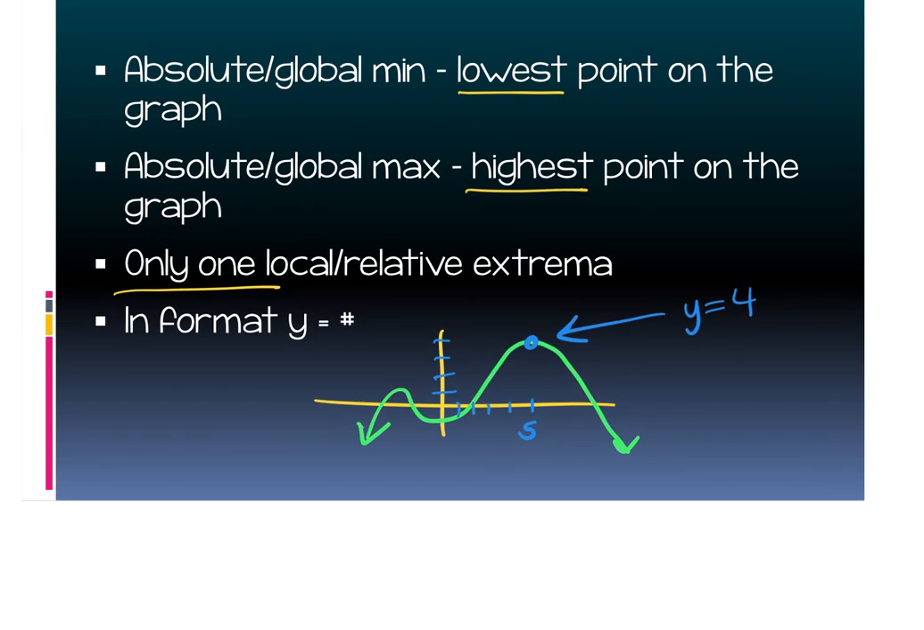There is no global min on this graph, right? Because those arrows point down. So even if just one arrow points down, it means it's never going to stop. There would be no absolute or global min.